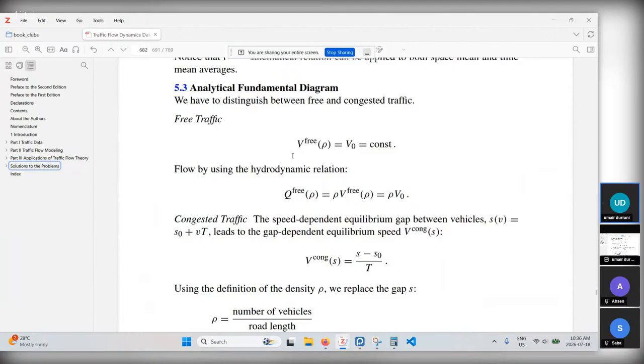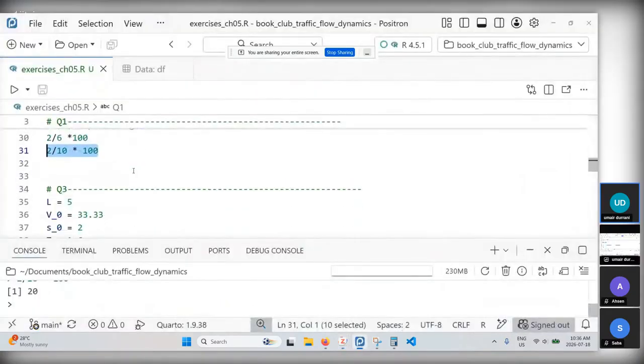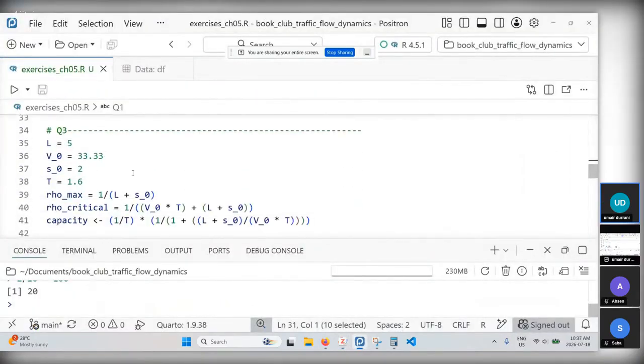First, free traffic. For free traffic, we have v free as the desired speed, which is a constant. So I've put all of that here in question 3. The length of the vehicle is given, which is 5 meters. Speed is 33.33 meters per second. In kilometers per hour, it is 120 as given to us. The time gap and the minimum space gap are also given to us. And then we have these formulas for the density, etc.